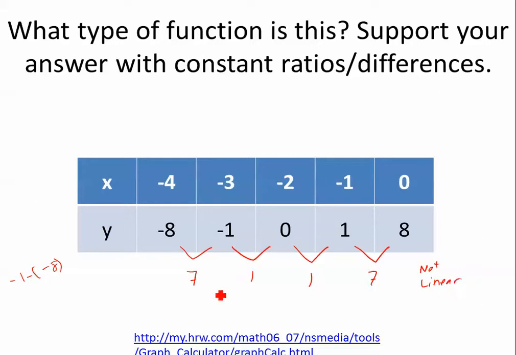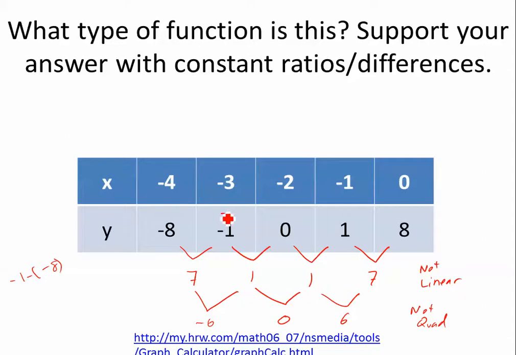Alright, let's try the next one. Let's go to the next set of differences. So I'll do 1 minus 7, which is -6. I'll do 1 minus 1, which is 0, and I'll do 7 minus 1, which is 6. This is not quadratic. So let's try our last one, which is looking at the ratios.